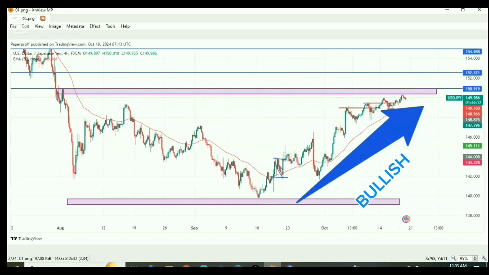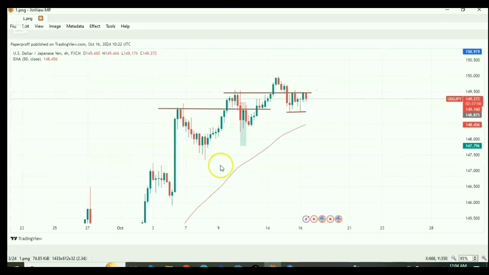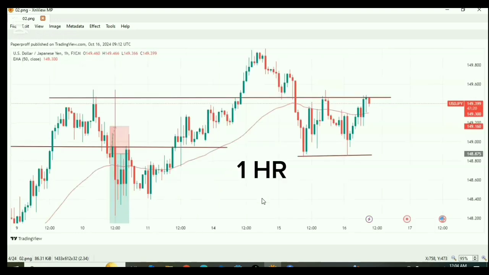The market is bullish. If we zoom in closer on the same 4-hour time frame, we can see that the market has been creating higher lows and higher highs, and it is trading above our 50 period moving average, which means we should only look for trading opportunities in the trend direction. Let's zoom into the 1-hour time frame for more details.